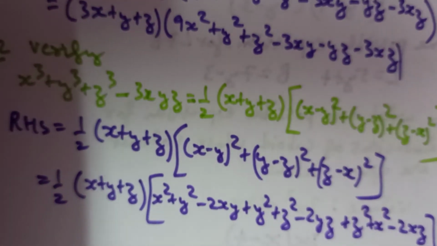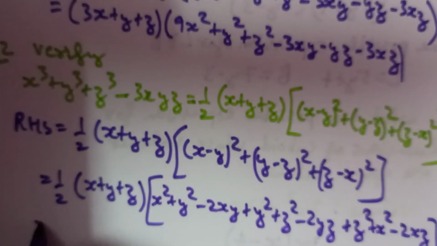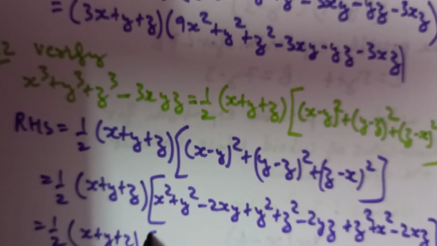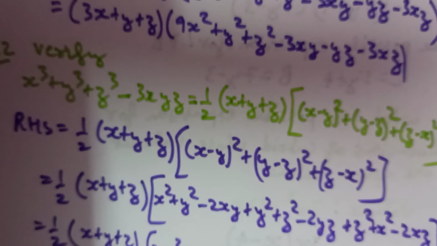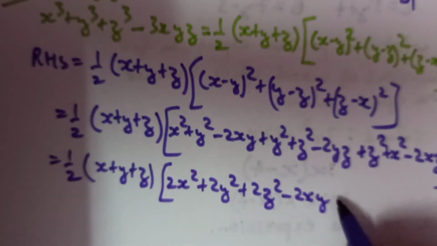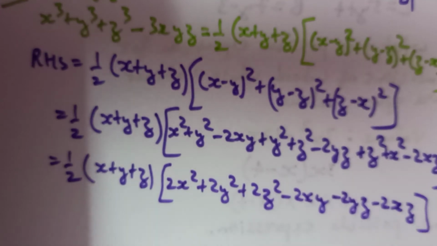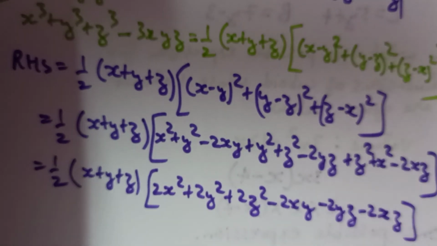Now we can see that further we can write it as 1 by 2 within bracket x plus y plus z, and here we can also see that there are 2x square, 2y square and 2z square. So we can write it as 2x square plus 2y square plus 2z square minus 2xy minus 2yz and minus 2xz. So we can see clearly that out of all the terms 2 is common.